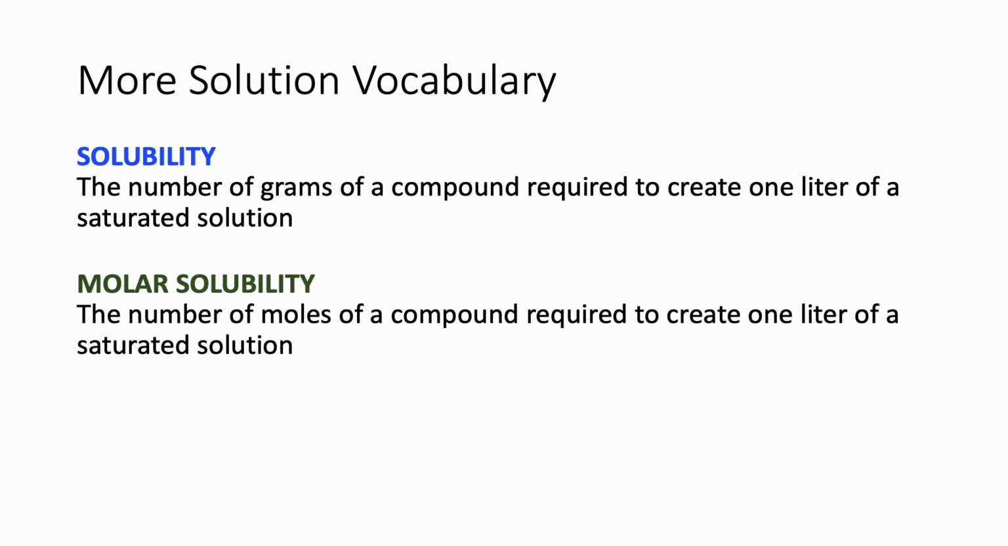Molar solubility is really useful when you're worrying about reactions and things reacting in a 1-to-1 or 1-to-2 ratio or whatever. But solubility in grams per liter is normally what you find in data tables. So if you want to look up the solubility of a compound, you can go, for example, to Wikipedia, and it will give you solubility in grams per liter. It doesn't give you molar solubility.